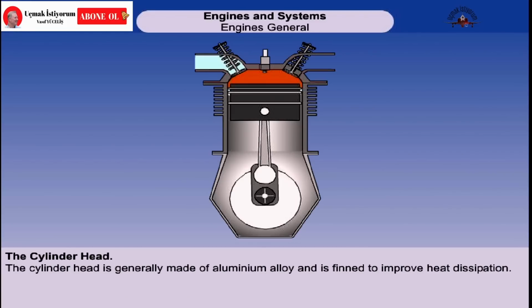The cylinder head is generally made of aluminium alloy, and is finned to improve heat dissipation. It seals one end of the cylinder to provide a combustion chamber for the mixture. The cylinder head accommodates the valves and the sparking plugs, and supports the valve rocker arms.